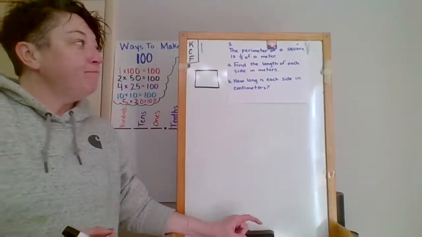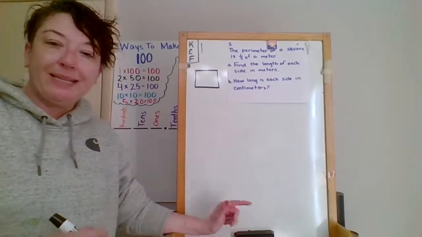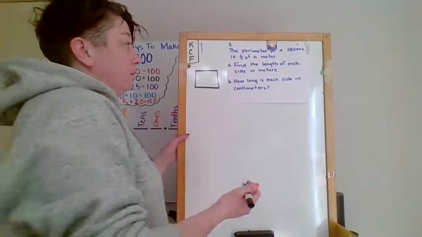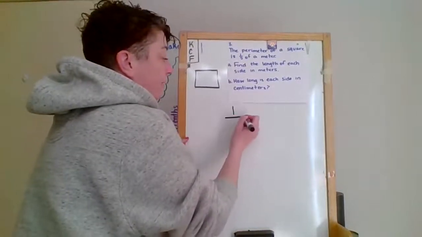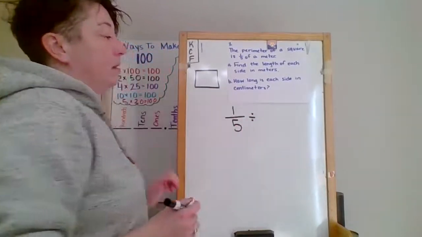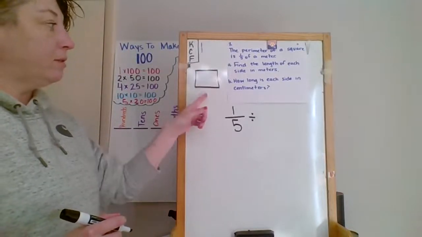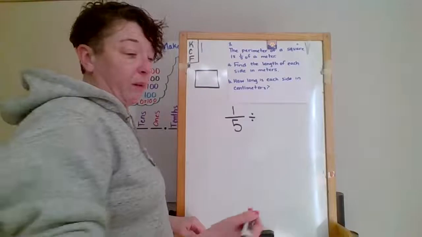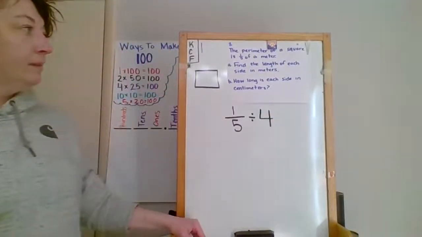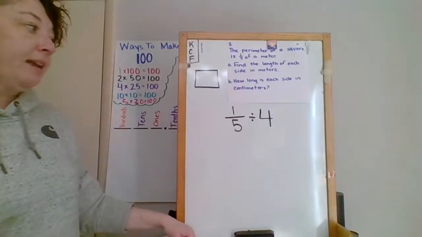So, I have to take 1/5 and divide it by what? How many sides are there on the square? I know the total is 1/5, but how many sides made up the 1/5? 1, 2, 3, 4. Seems like we should divide it by 4, because we're trying to solve A. Find the length of each side.